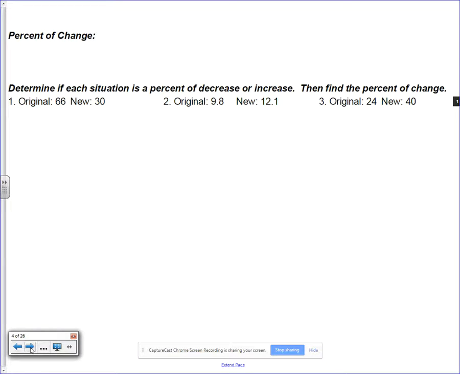Maybe my class starts as 20 kids and then it goes down to 17 kids. Well, how much did it change? It changed by 3 kids. I subtract those two numbers. So on the percent of change, you have a formula that you're going to use. You're going to do the change over the original.